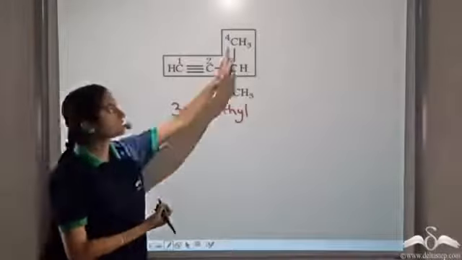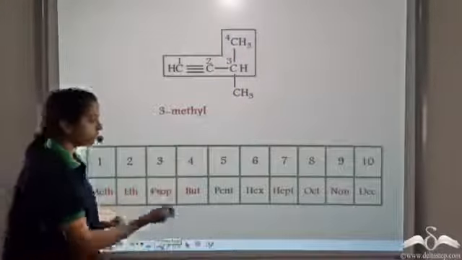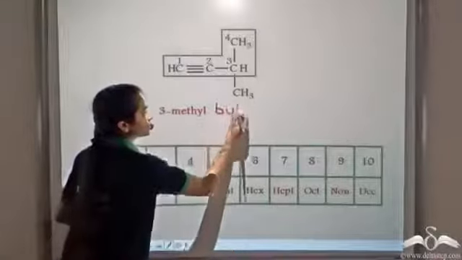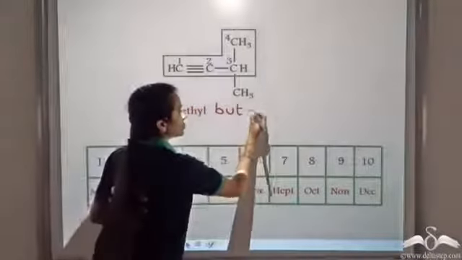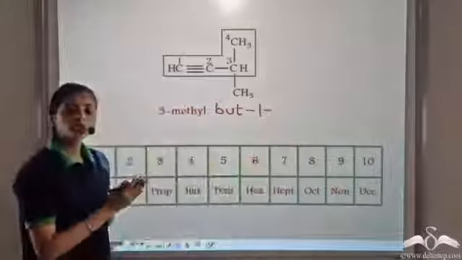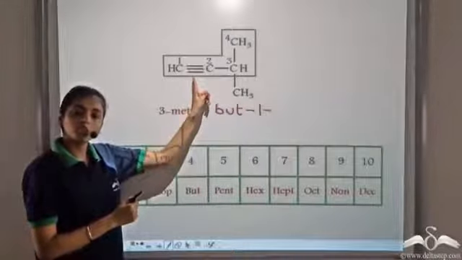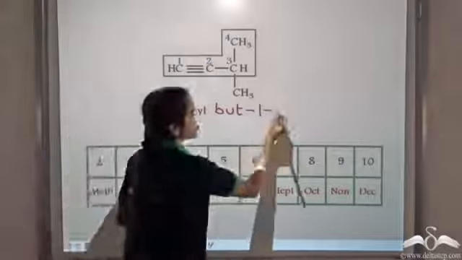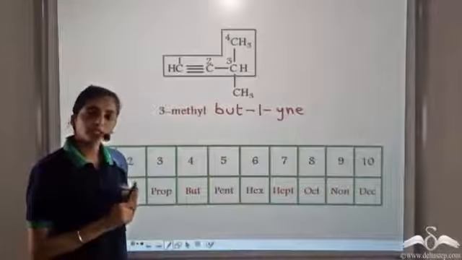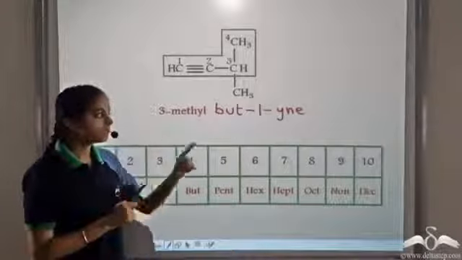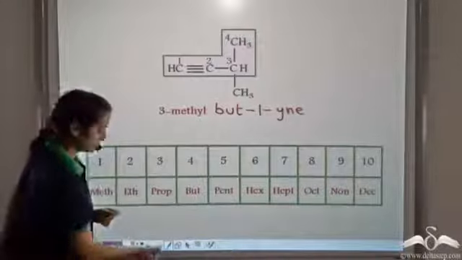For the word root, we see there are 4 carbon atoms in the longest carbon chain. 4 means but. The triple bond starts from position number 1. So we give the number 1. And in order to name the suffix, we look at the functional group, which is a triple bond. We know a triple bond means it is an alkyne. So the suffix becomes -ine. So for alkenes, we use the suffix -ene. For alkynes, we use the suffix -ine. So this is the IUPAC name of this organic compound.